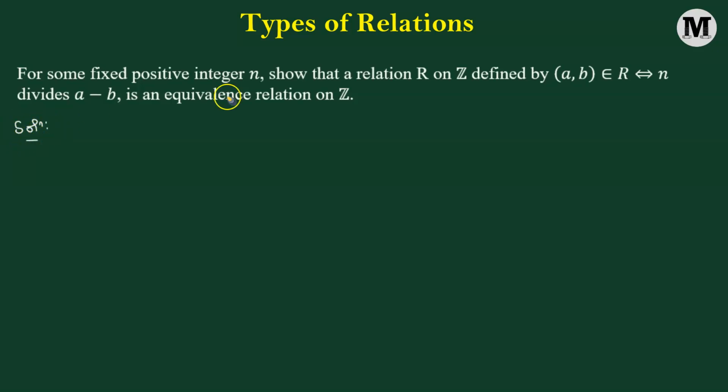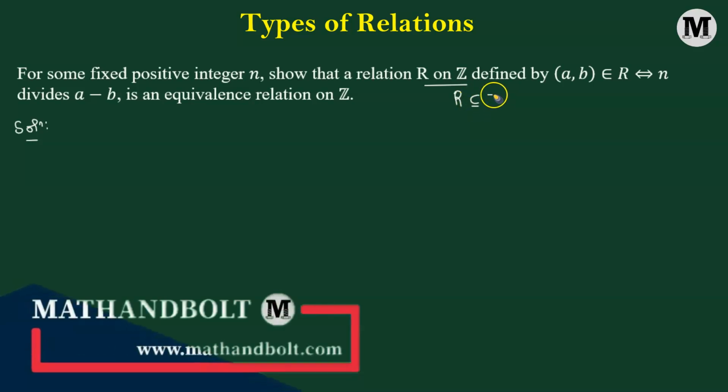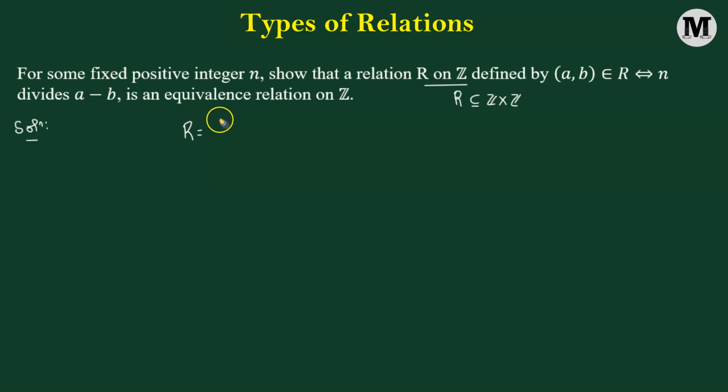So here we have a fixed integer n and we have a relation R on Z. The relation R on Z is simply telling us that R is a subset of the Cartesian product of the set of integers with itself. And the relation R is defined as the set of ordered pairs (a, b) such that a and b are both integers and n divides a minus b. So this is the relation that is given to us, and we have to verify whether it is an equivalence relation on Z or not.